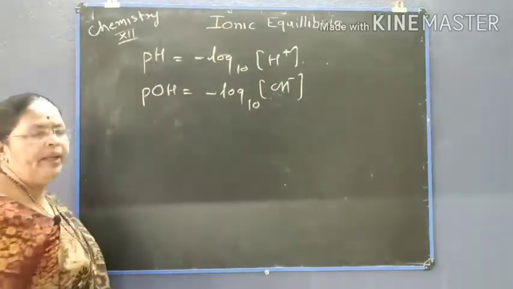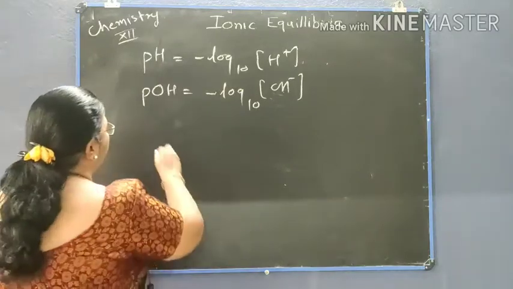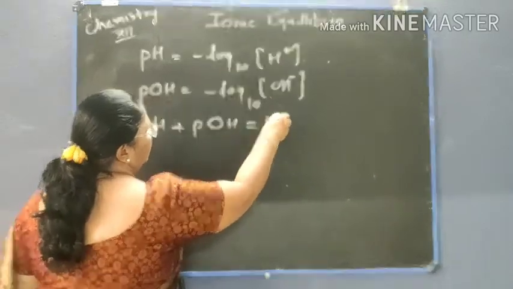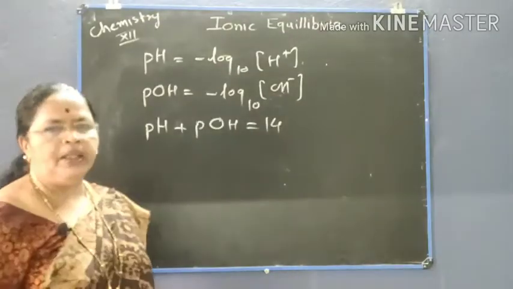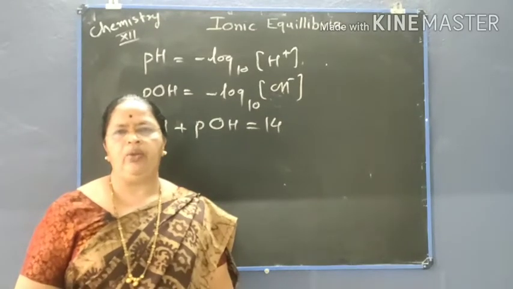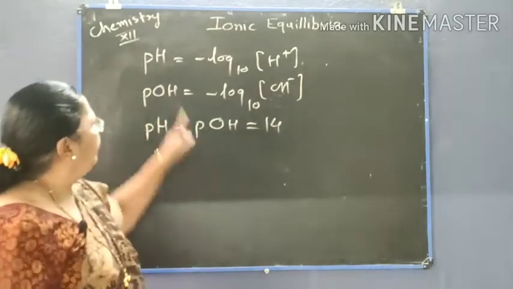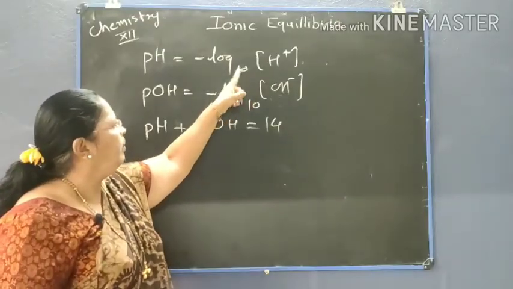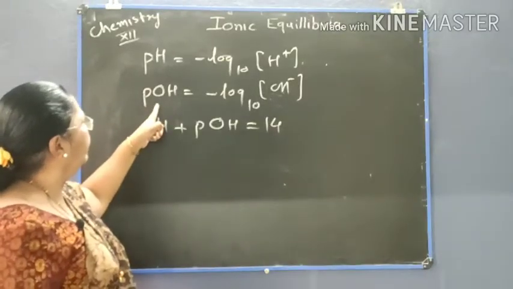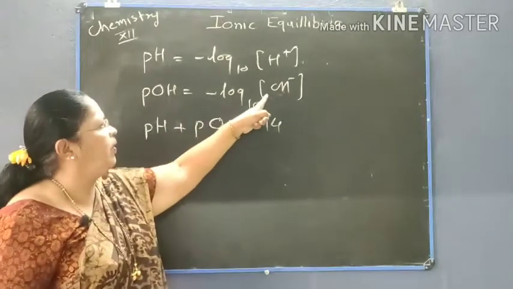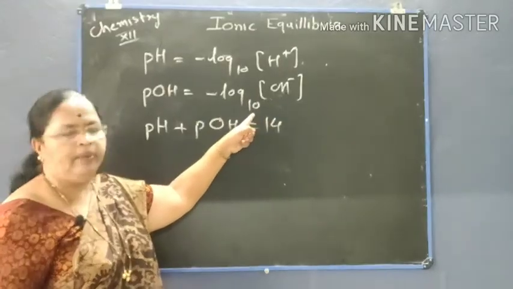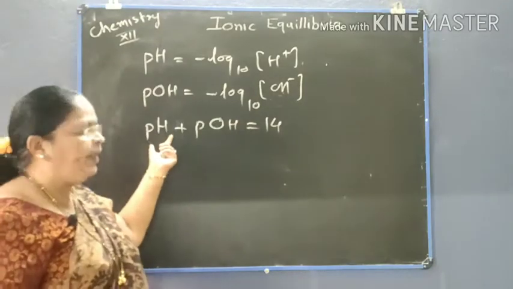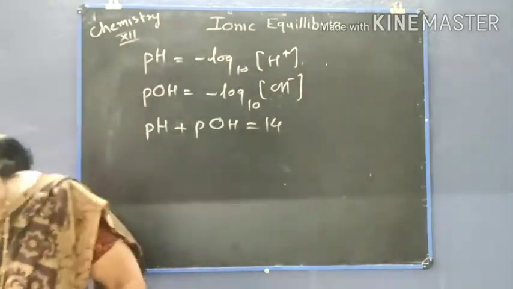Then what is the relation between pH and pOH? Here pH plus pOH is equal to 14. Once again, pH is the negative logarithm of the concentration of H plus ions to the base 10, pOH is the negative logarithm of the concentration of OH minus ions to the base 10, and the relation between them is pH plus pOH is equal to 14.